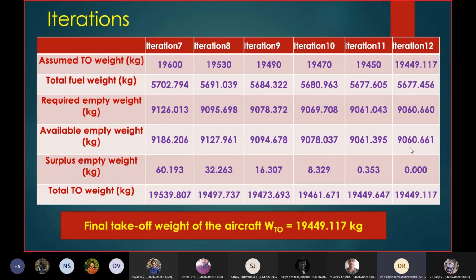9,000 by 19,000. How much? Yes, sir. So that fraction I have not computed. You can compute now, no? Oh, yes, sir. So I'll just compute 9,060. Sir, it comes out to be 0.465. Okay, great. Thanks.